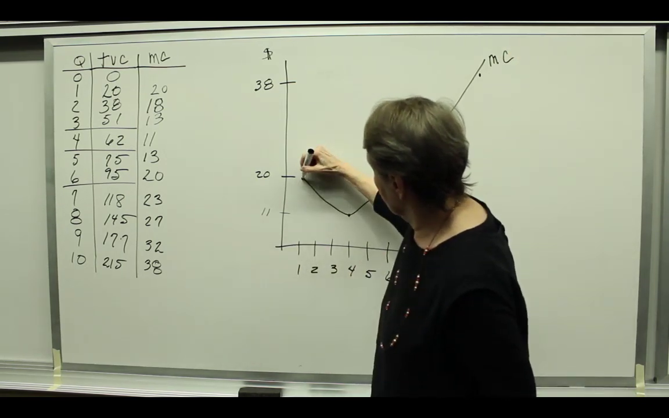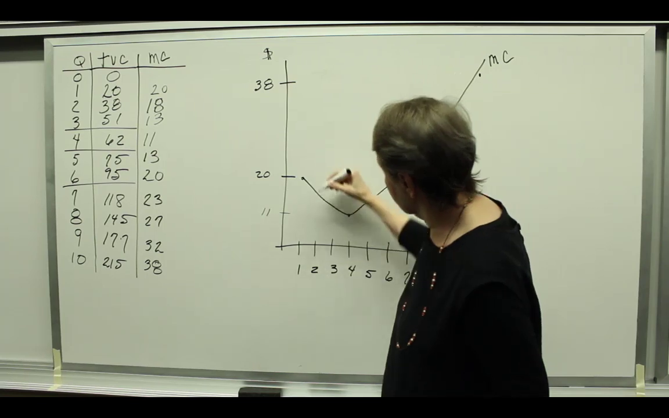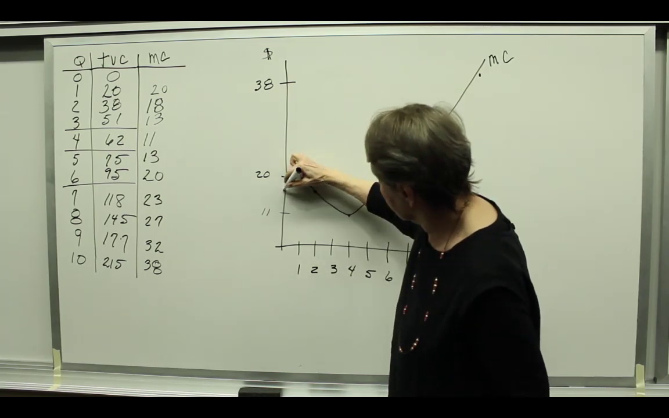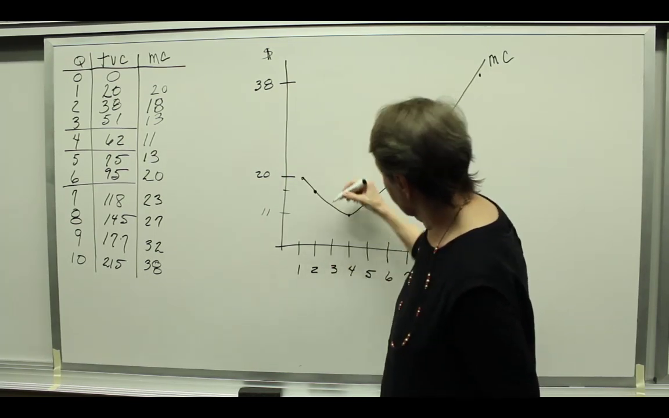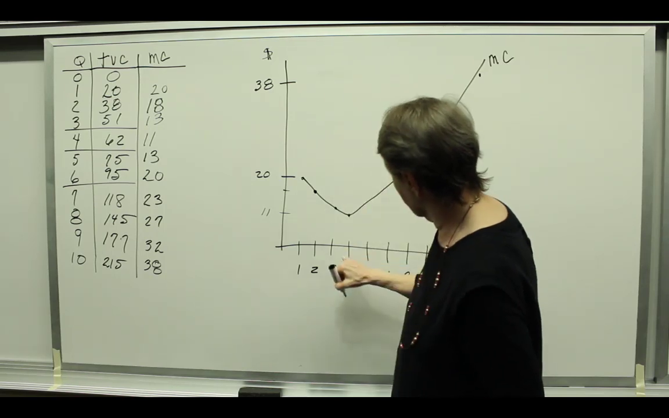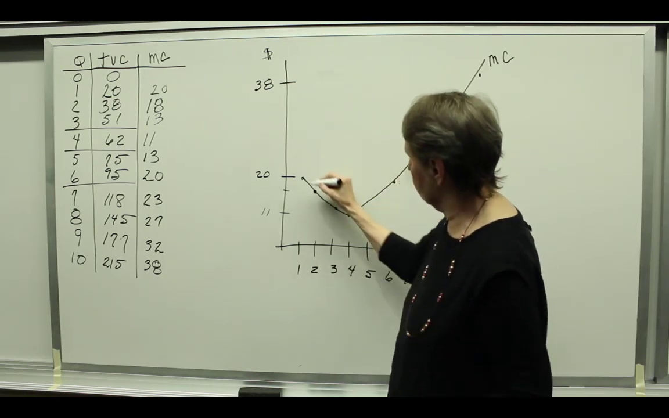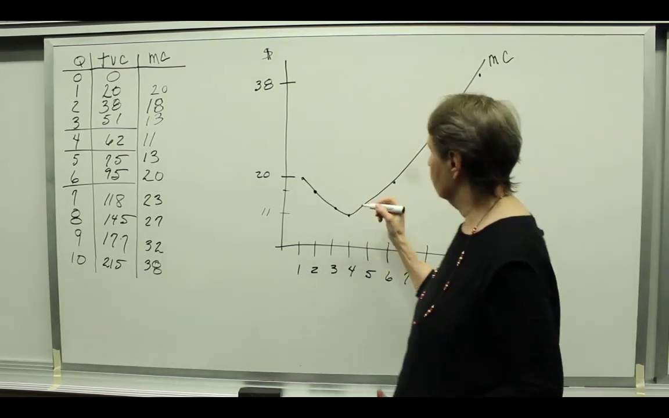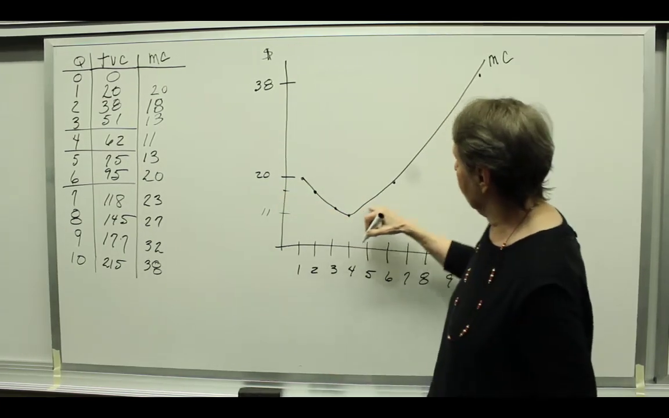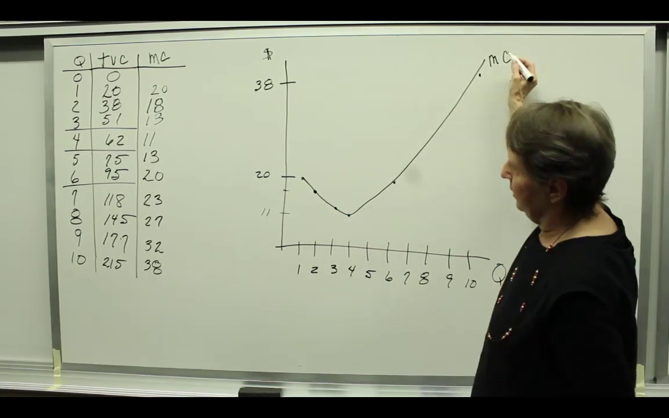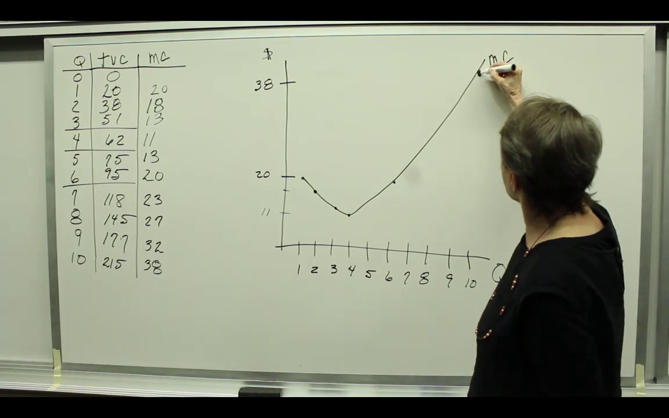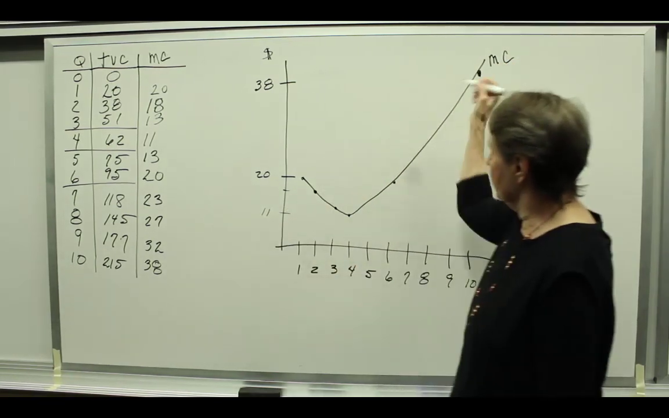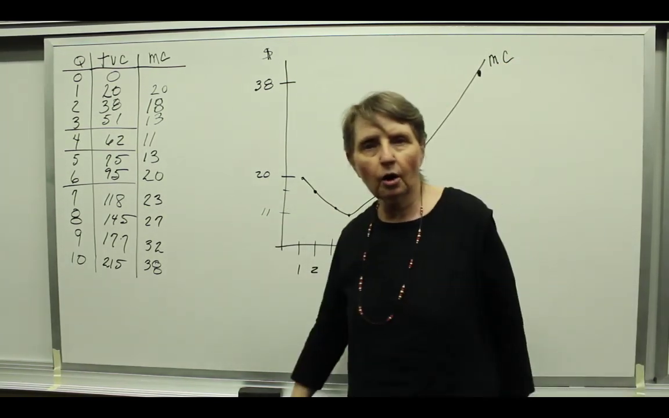One widget, the marginal cost is $20. The second widget, the marginal cost is $18. The third widget, the marginal cost is $13. The fourth, $11. So you can see marginal costs are decreasing. Then they start to go back up, 13, 20, 23, and out here on the 10th widget, the marginal costs are $38. So there's my marginal cost.